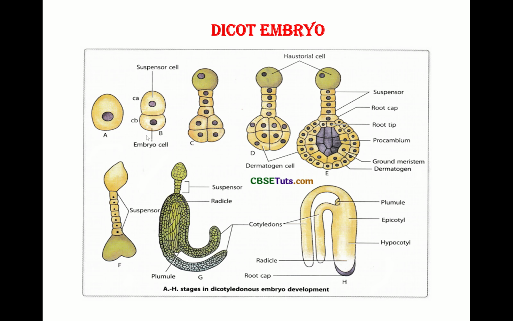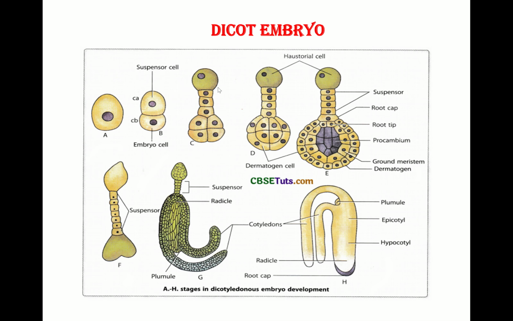Here, this one is a terminal cell which gives rise to the embryo. And the basal cell gives rise to the suspensor cell. The functions of the suspensor cell we have discussed in the monocot embryo while explaining the monocot embryo. So it mainly helps in transferring the nutrients, it provides structural support, and it helps in anchorage.